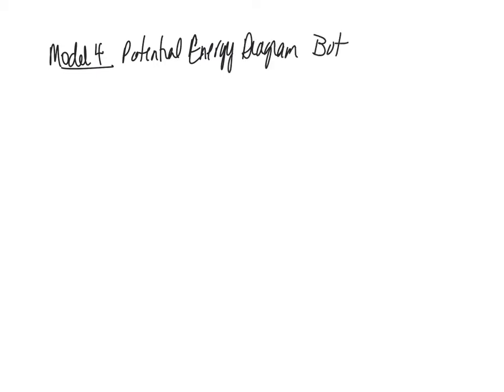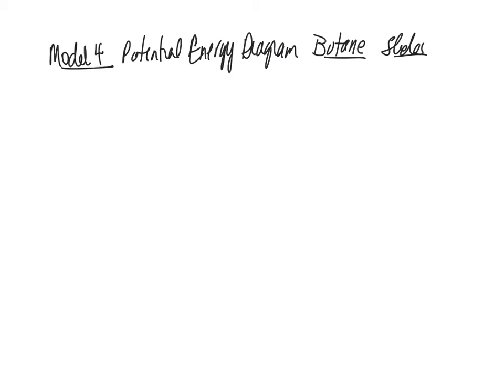Okay, for Model 4, we're going to do something different. We are going to do a potential energy diagram, and we're actually going to do it for butane. So if you need to go and get your notes and slides, this is important. Ethane is not that big of a deal, okay? But butane is very important.